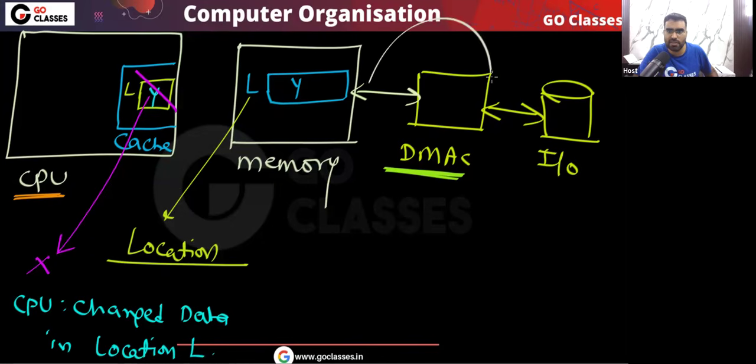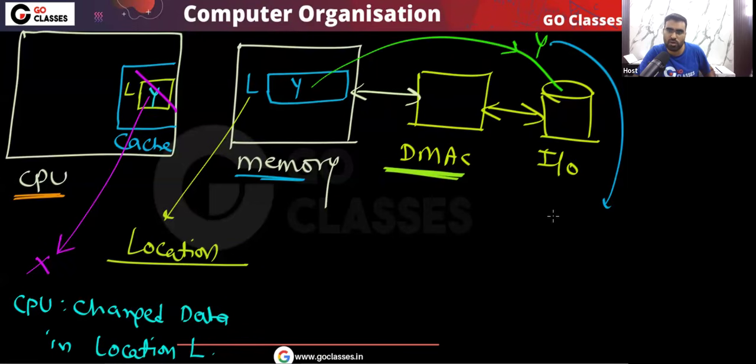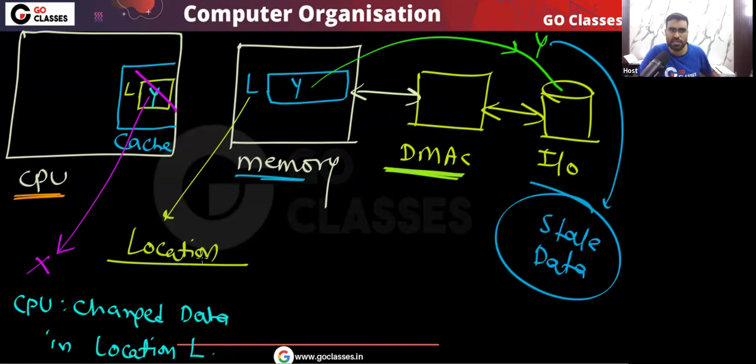But let's assume DMA has the control of the system bus, and let's assume this location L data from the main memory, because DMA is doing the data transfer between main memory and IO device. Let's assume DMA is transferring this data Y, this location L data, here. Then tell me, this data Y that DMA is transferring, is this stale data or not? Let me know. Yes, this is stale data.